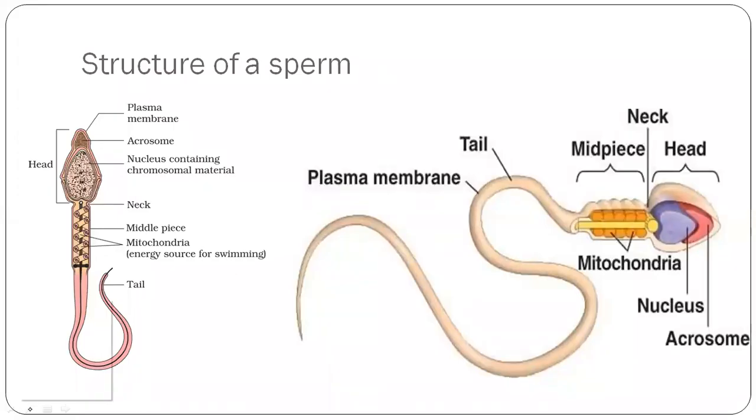Good afternoon, students. Until the last class, we discussed the female reproductive structure, and we also had one brief introduction about the structure of the sperm. Yes, the head part, then the plasma membrane, acrosome, nucleus containing chromosomal material, neck, middle piece, mitochondria, and tail.